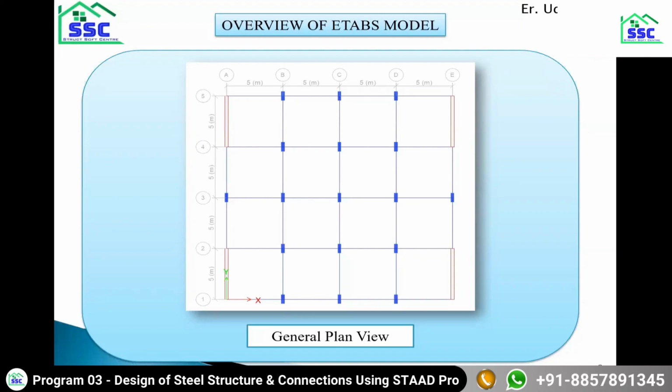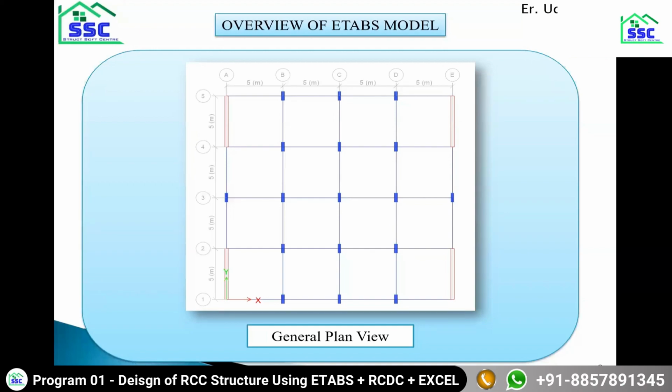So this is the plan view of that model. As you can see, there are four grids in the X direction, spacing at 5-meter uniform distance. Similarly, there are 4 grids in the Y direction, again spacing at 5-meter uniform distance. So this is our basic plan view that you can also create in Etabs easily.